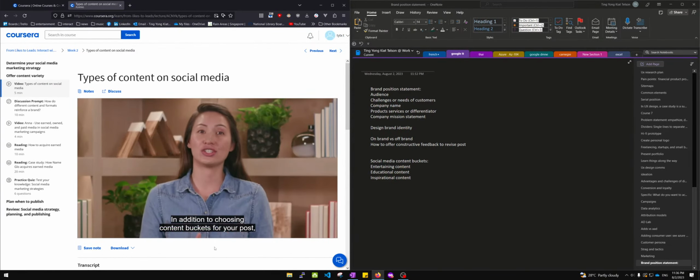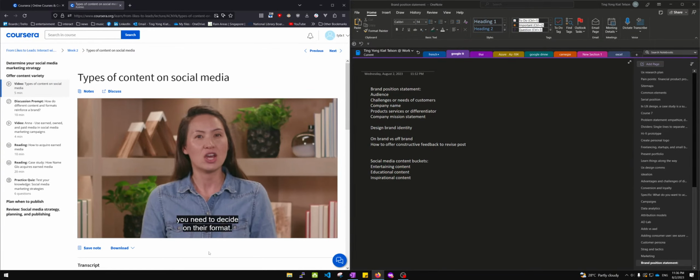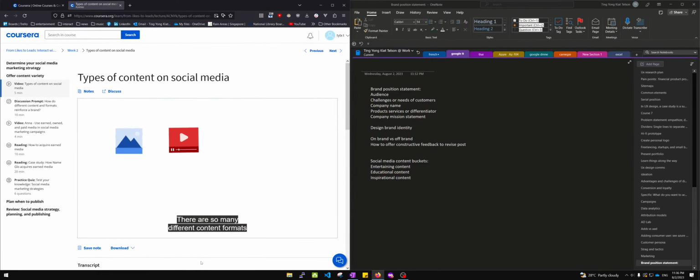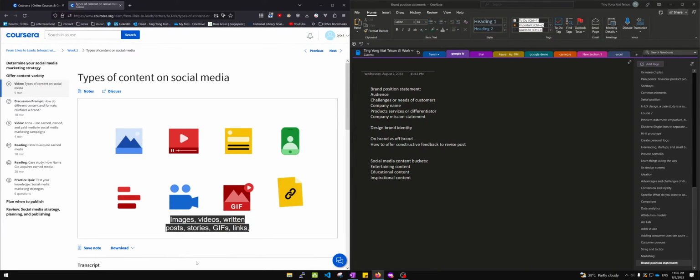In addition to choosing content buckets for your posts, you need to decide on their format. There are so many different content formats to choose from on social media. Images, videos, written posts, stories, GIFs, links, polls, and live videos are some of the many content formats that you'll find on social media today. Let's discuss some of the most popular ones.